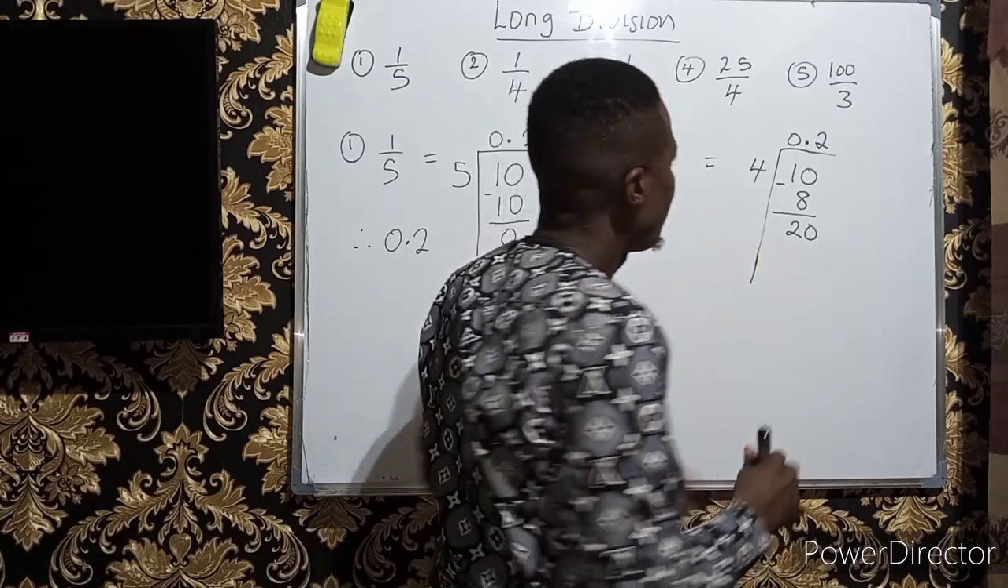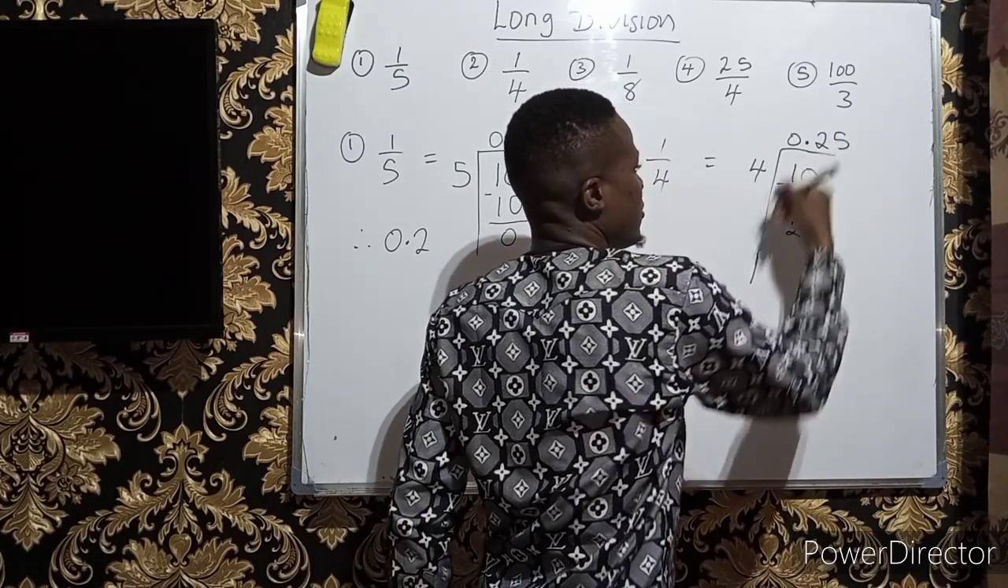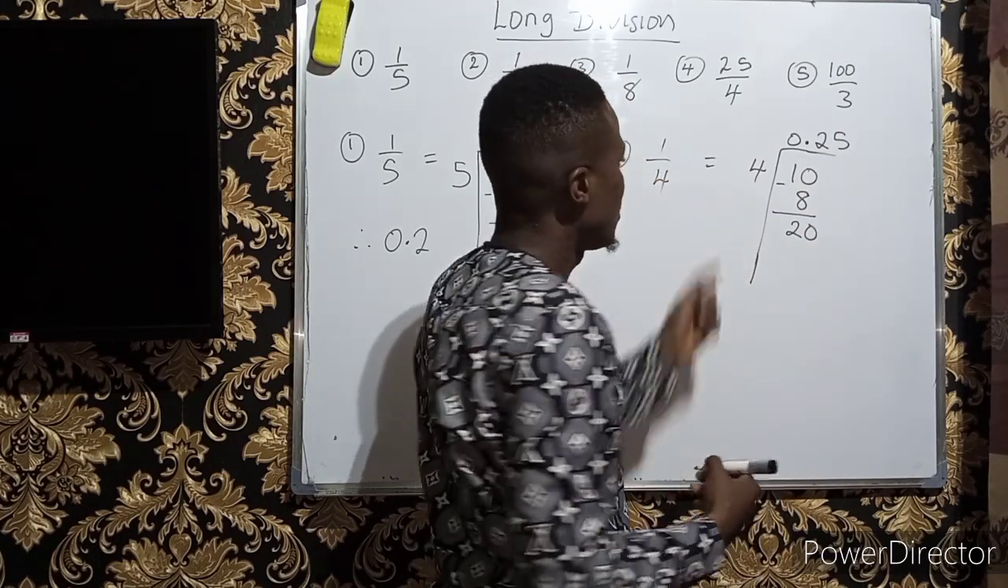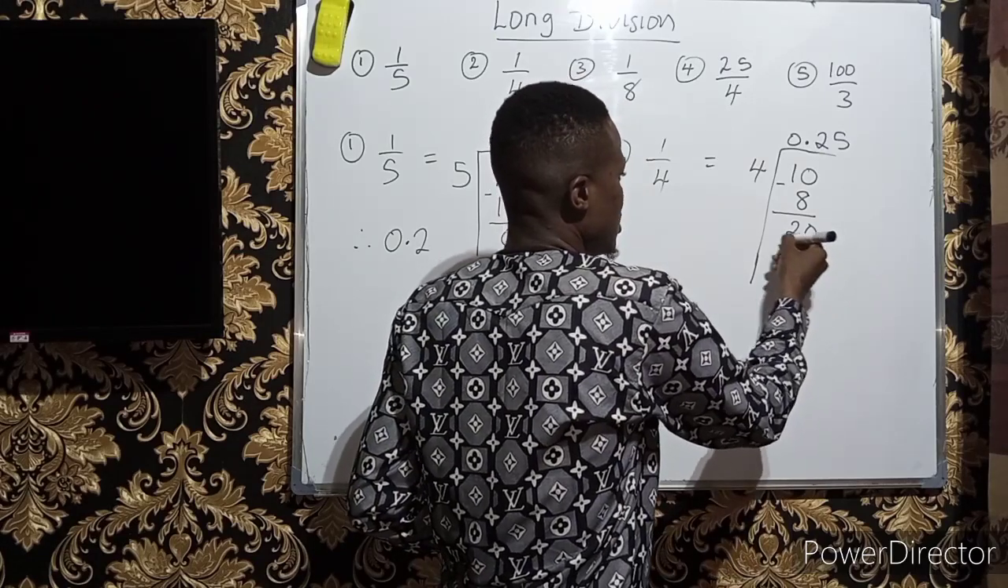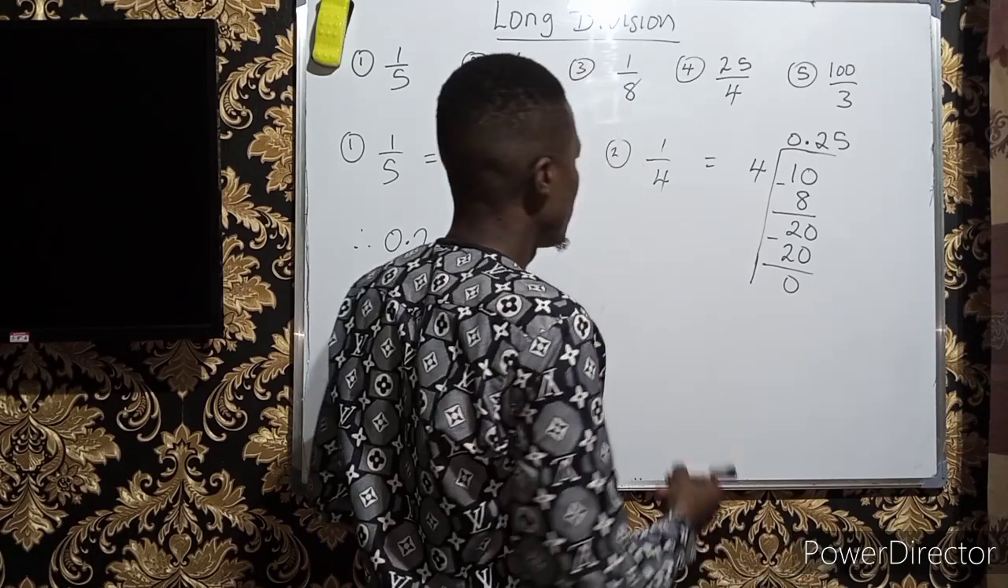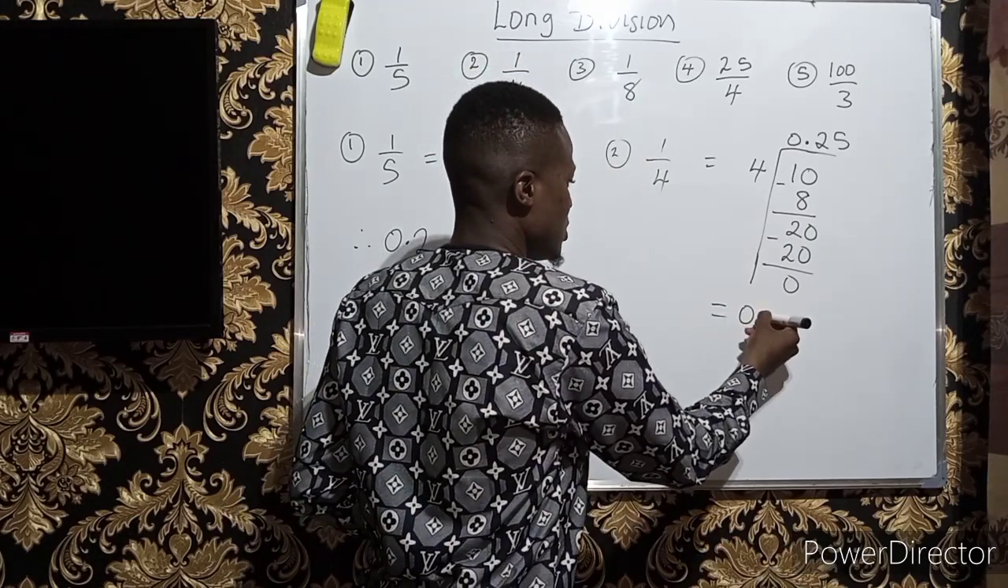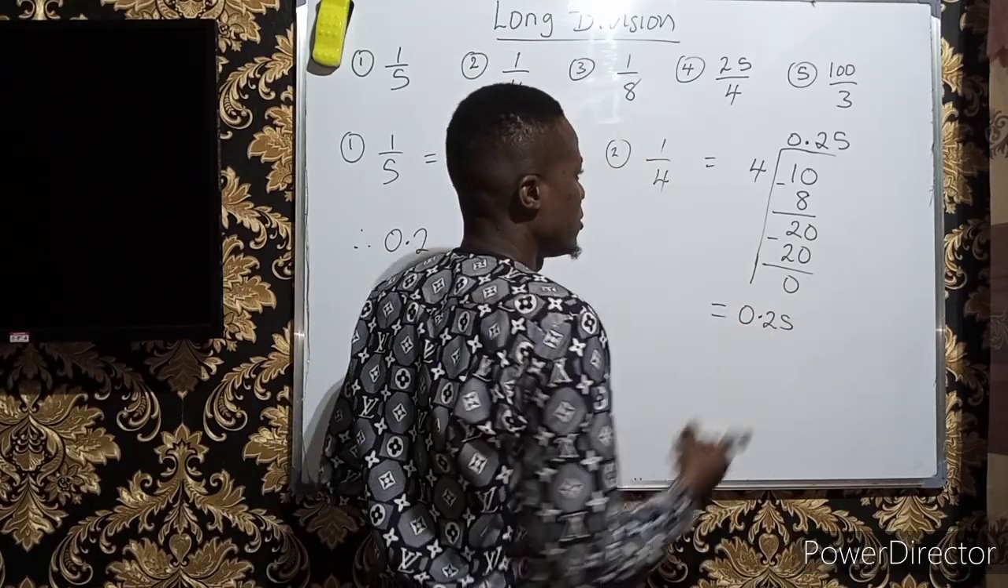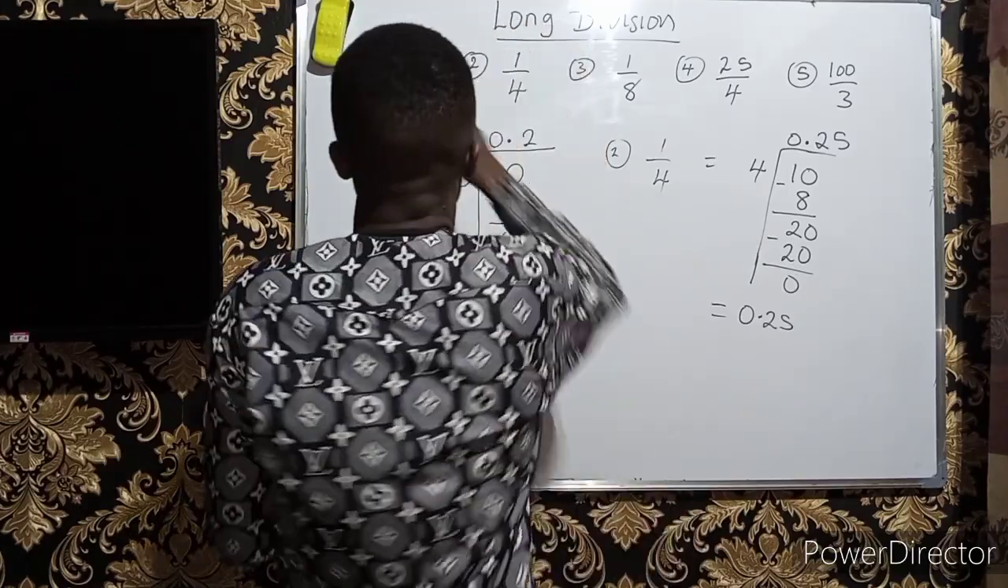Now 20 divided by 4 is the same thing as 5. Then that 5 we multiply by 4, it will give us 20. And 20 minus 20 is 0. Once you see 0, you stop. Therefore, the required answer is 0.25. Let's take the third question.